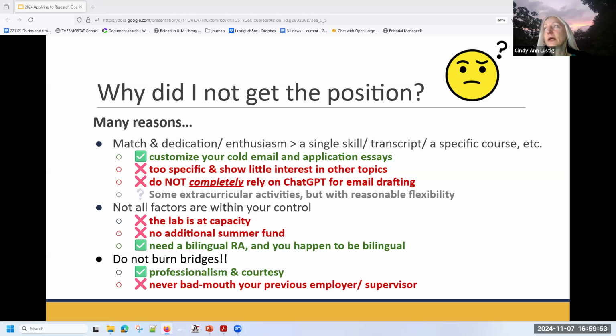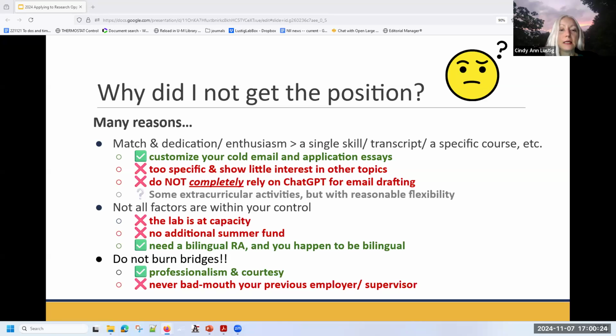If you didn't get a position, again, there may be many reasons. Oftentimes, we're just interviewing with a lot of people and we have to make some tough decisions. So again, don't take it personally, but do take a look at some of these and see if any of them apply to you and if there are places that you can improve. So, one of them is you customize your cold email and your application essays.